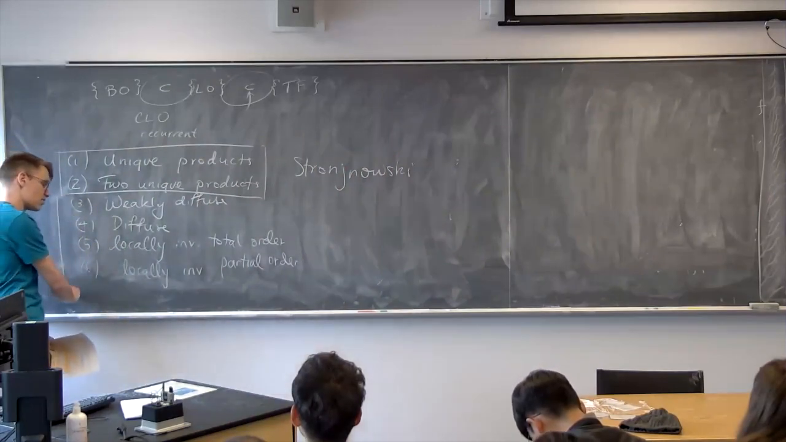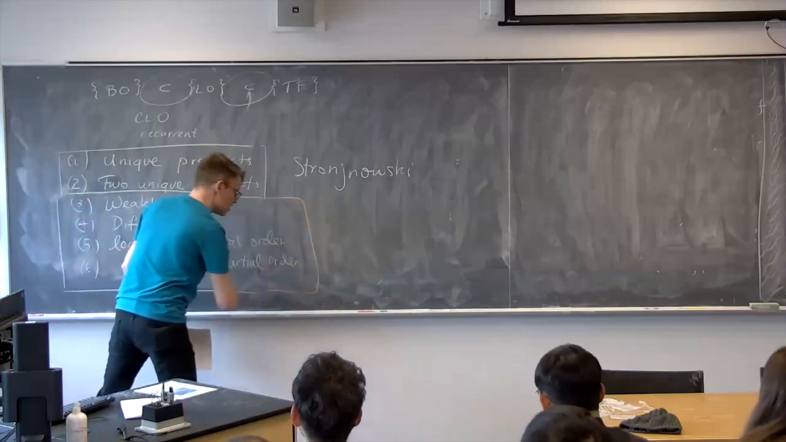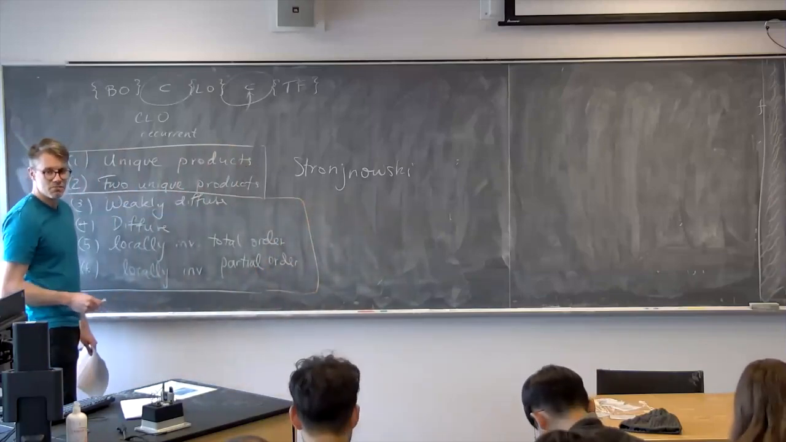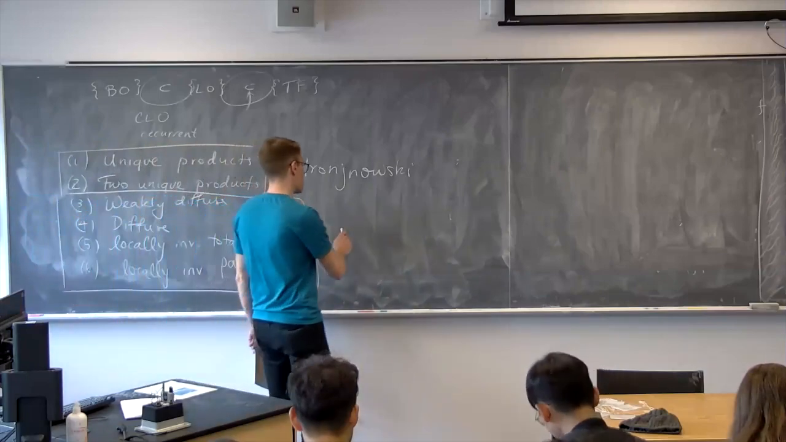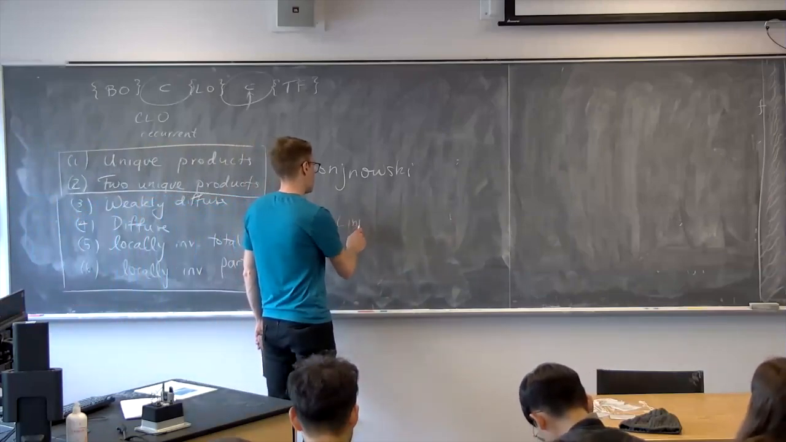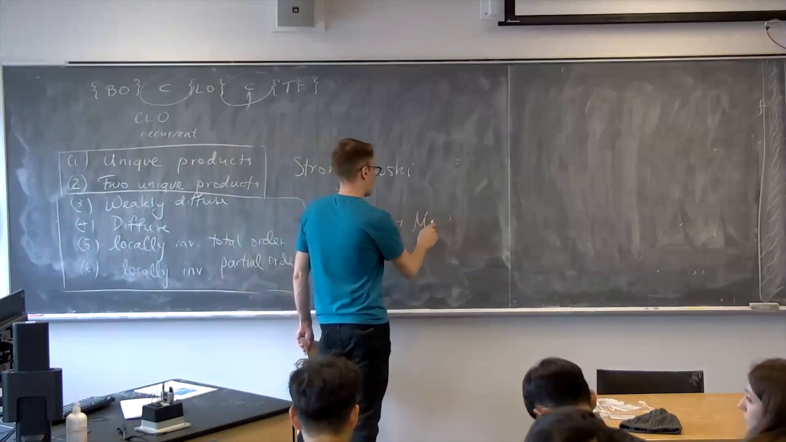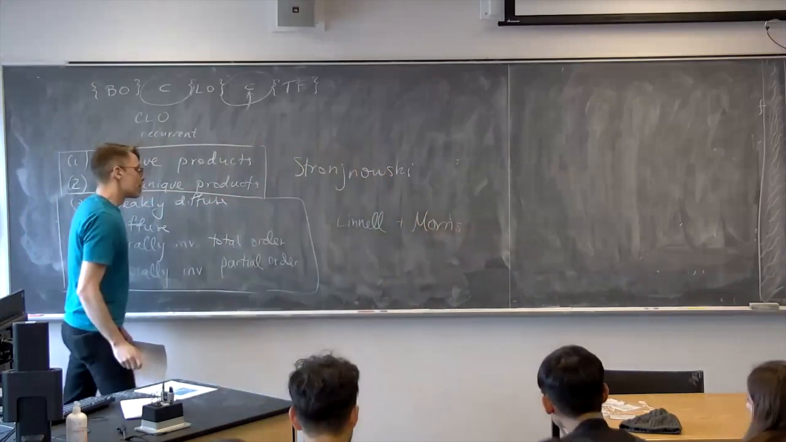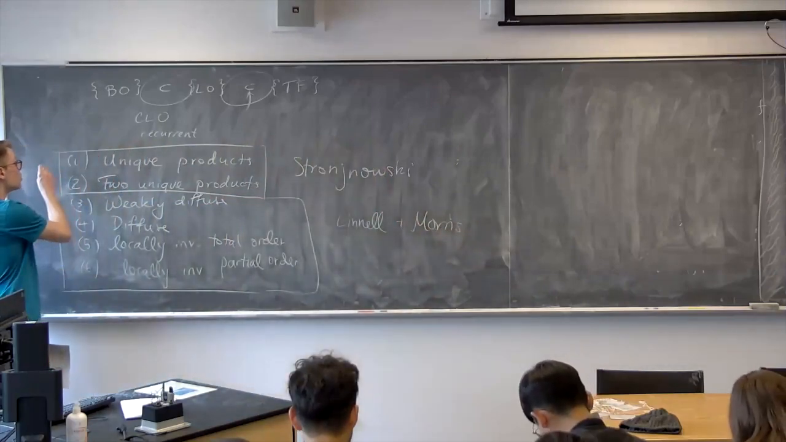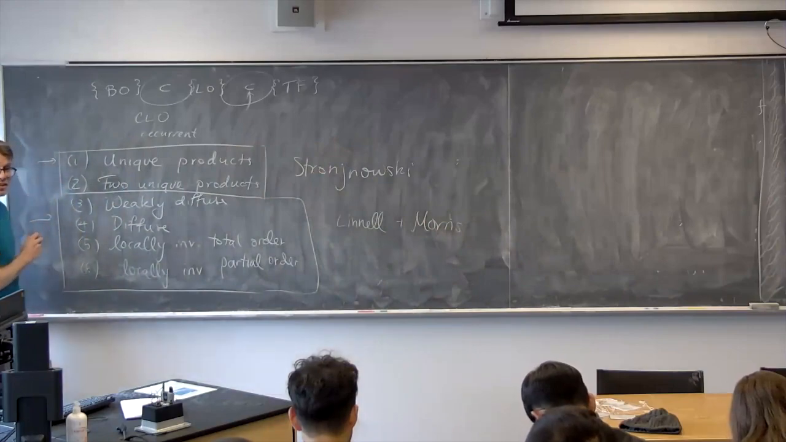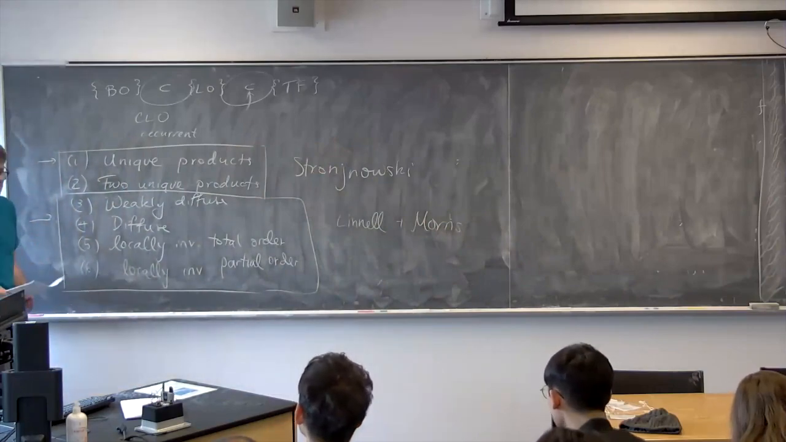And then these four, these are all equal as well. Right? They define the same class of groups. This is due to Linnell and Morris. So we only need to choose one from here and one from here in order to have a complete discussion of the available properties.